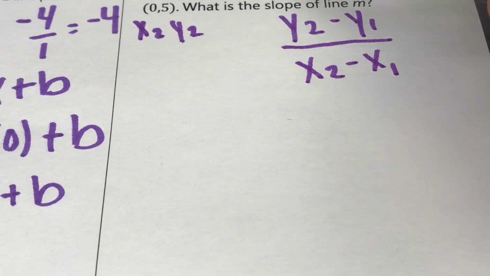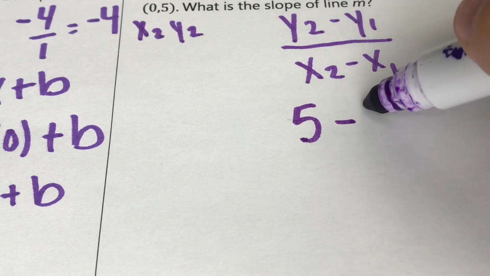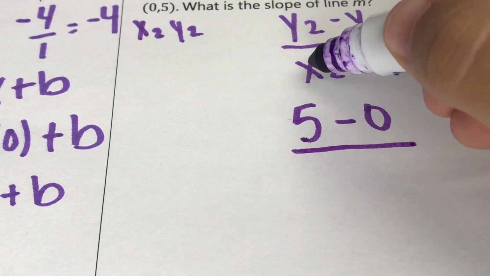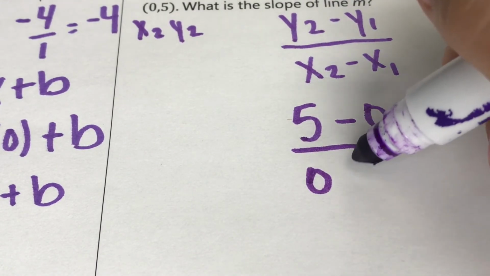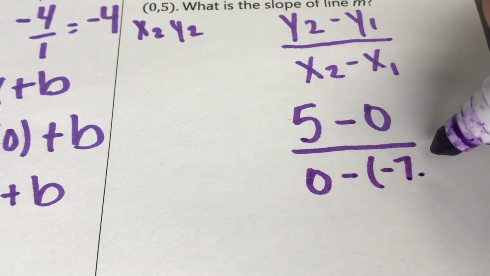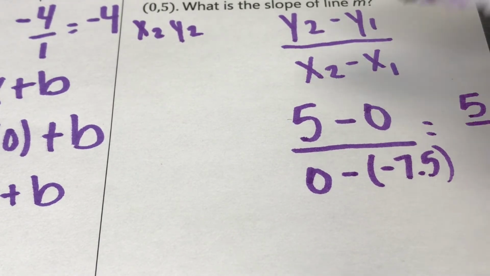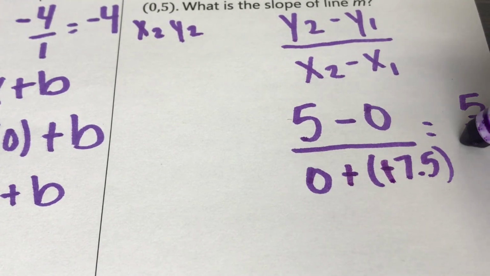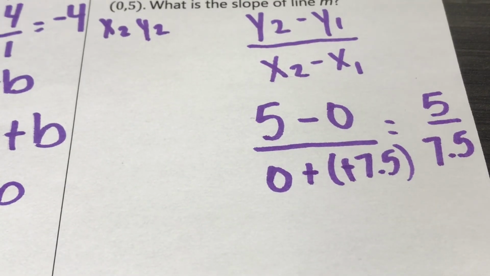So our y2 is given by 5. Our y1 is 0. Our x2 is 0. And our x1 is negative 7.5. So we have to subtract a negative 7.5. Well, 5 minus 0 is 5. And 0 minus negative 7.5, chop chop, is positive 7.5. 5 divided by 7.5 simplifies to 2/3.